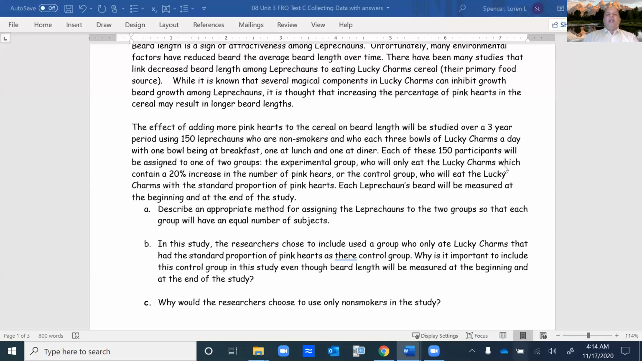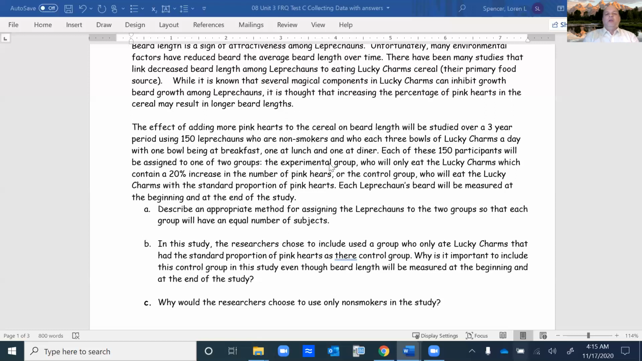Describe an appropriate method for assigning the leprechauns to the 2 groups so that each group will have an equal number of subjects. Basically, I could put the names of 150 leprechauns in a hat and mix. Because I'm running a completely randomized design, I only need 1 hat. I can either number them 1 to 150, or I can put the names in a hat and mix. So I'm going to put the names in a hat and mix. The first 75 names drawn will go to the control group, those eating regular Lucky Charms, and the other will go to the experimental group that has the 20% increase of pink hearts.